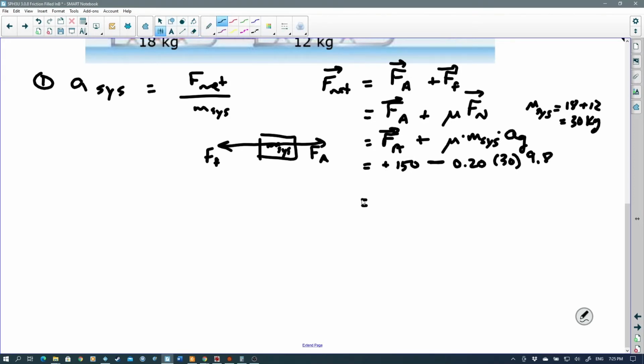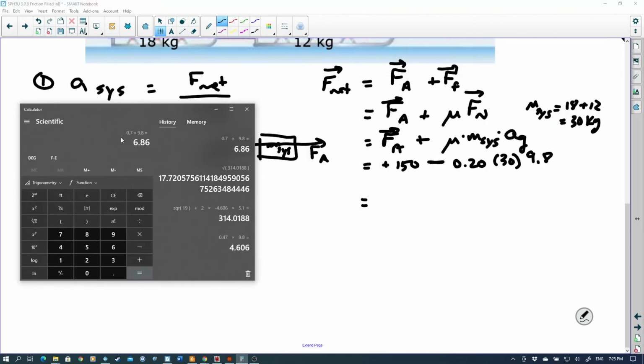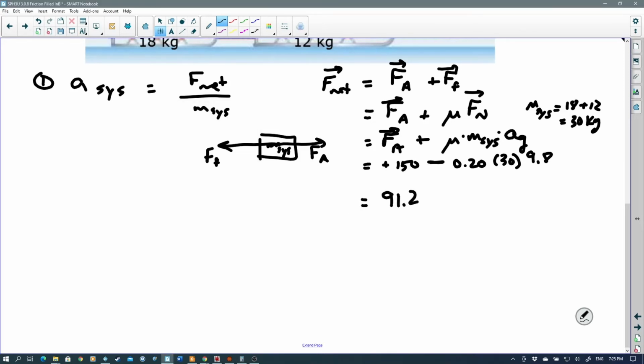So if I pull up my calculator again, we've got 150 minus 0.2 times 30 times 9.8, which gives us a total of 91.2 as our net force. And it's a positive value, so that's to the right.